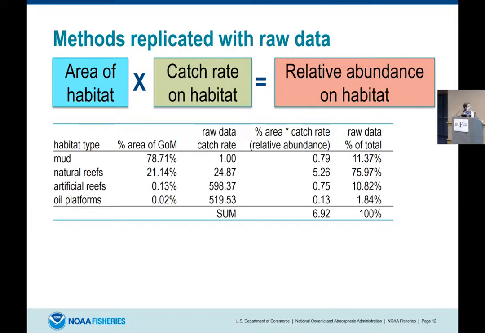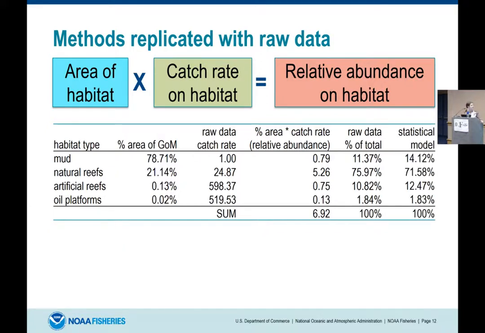Percent area times the catch rate gives you an index of relative abundance on each of those 4 habitat types, and then you just sum them up and then take the percentages. So this is the raw data percentage of total. Okay, so this is the number of red snapper on each of these habitat types calculated by the raw data, and then these are the results of our statistical model.